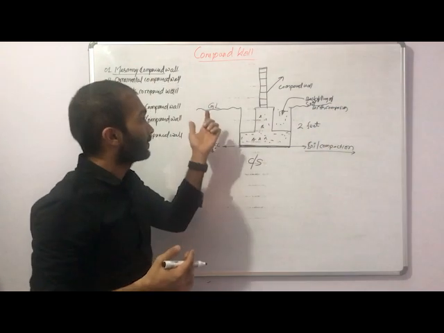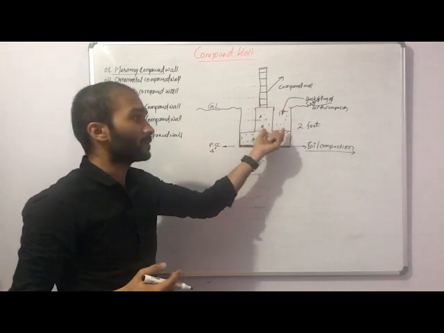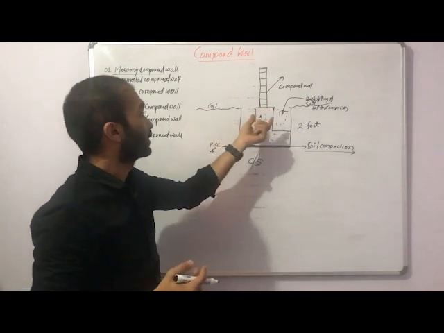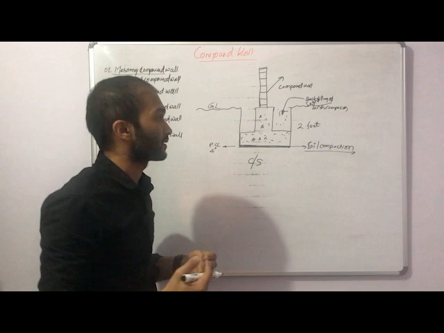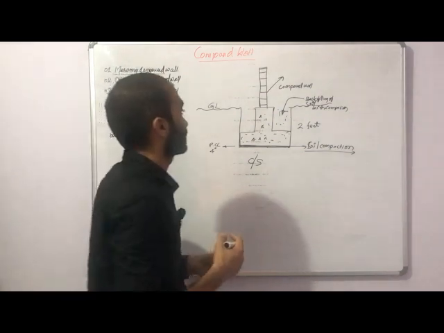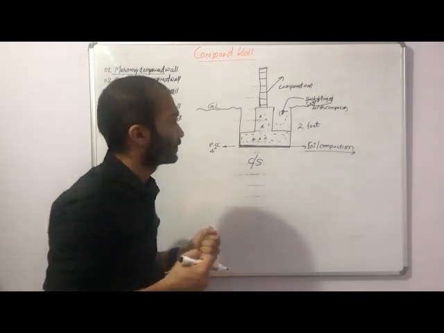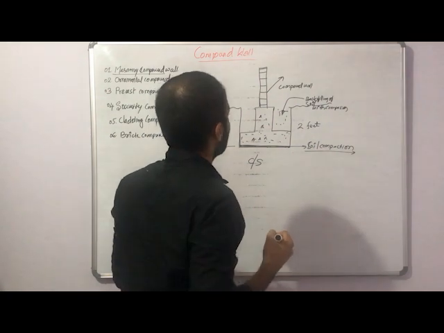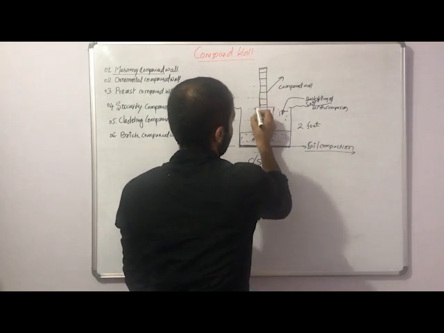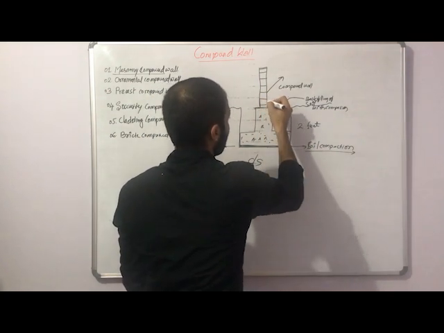We need to again refill the soil into the empty spaces in this gap. Again we need to do the proper compaction so that there is no further settlement, and the footing forms with the soil. Then we need to start the construction of the compound wall.